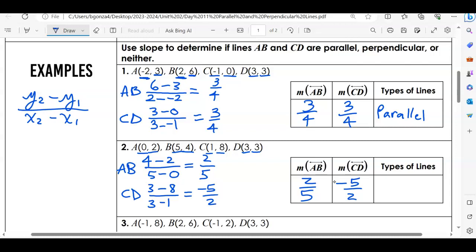Now let's think about, is it perpendicular? What are the two changes it has to do? Change the sign, flip the fraction. Did the sign change? Positive and negative, yeah. Did the fraction flip? Yeah. Both have to be there. Change the sign and flip the fraction. Since they're both there, the sign changed and the fraction flipped. That means it is perpendicular.